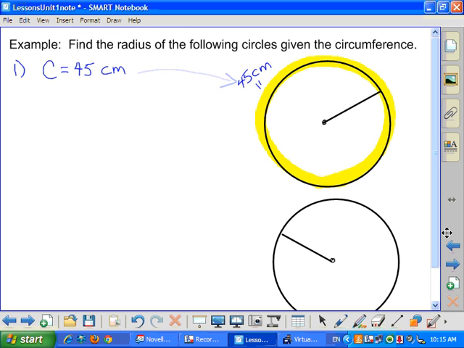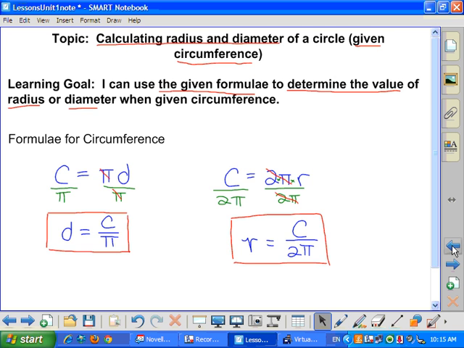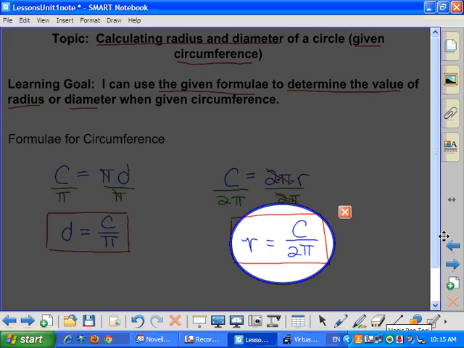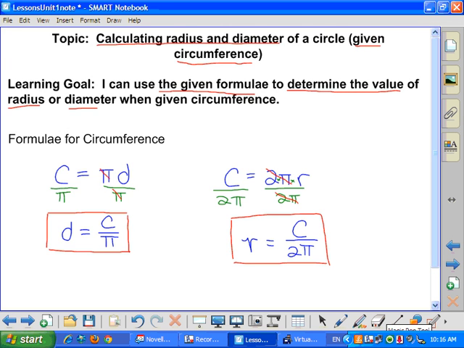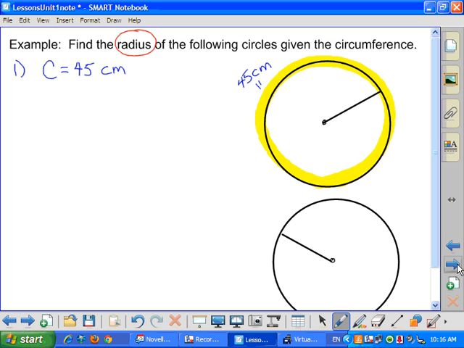So what am I looking for? The question said we're looking for radius. So you go back to your formulas and find the one that has radius in it. Here's our formula with radius. We're going to take circumference and divide it by 2 pi. So radius equals circumference divided by 2 pi. That means we're going to have 45 divided by 2 times 3.14.